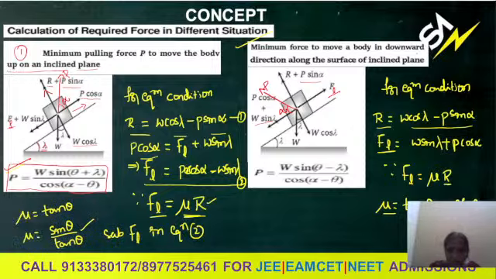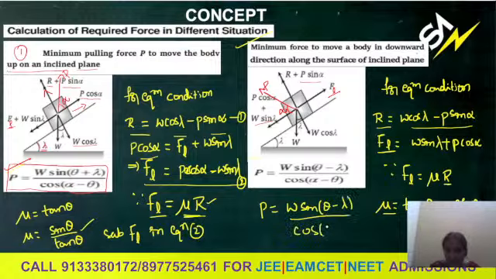So now the force P is equal to W sin of theta minus lambda by cos of alpha minus theta. So this theta is the angle of repose, at which angle it can start to move. Alpha is the angle made by the pulling force with the inclined surface. Lambda is the angle of inclination.